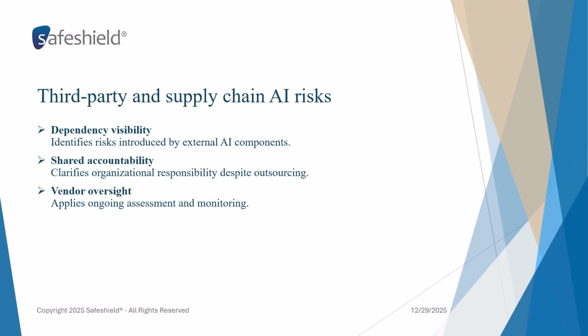Third-party AI risks arise when organizations have limited visibility into how external components are designed, trained, tested, governed, or updated. Gaps in transparency can obscure issues related to data quality, bias, security controls, intellectual property, or regulatory compliance.